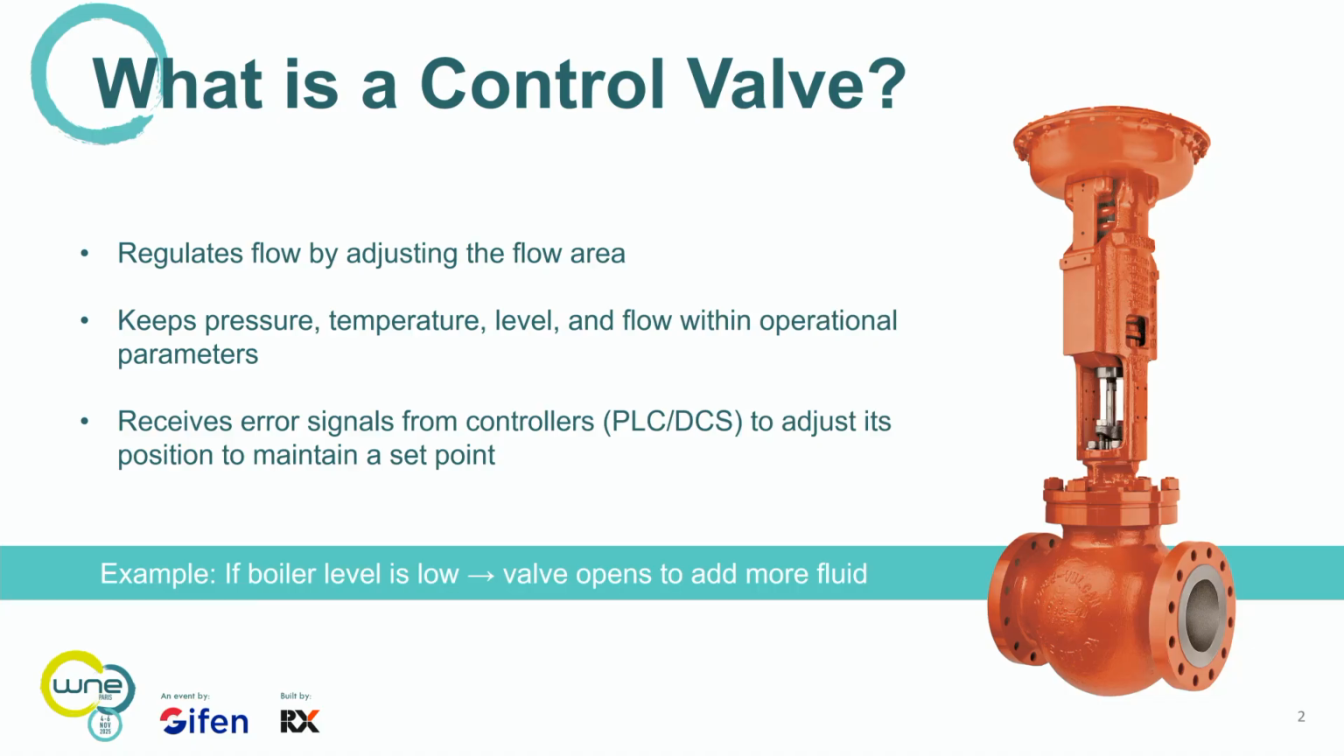It regulates the flow by adjusting the flow area. Basically, you have a mechanism going up and down, which controls how much fluid goes through the valve. It keeps the pressure, the temperature, the level, and the flow within operational parameters. You want to keep it under control at a certain level, and the control valve is going to do that for you. It receives error signals from the PLC or DCS to adjust and maintain the process and set point conditions. You want to make sure that everything happens seamlessly, so you don't want cavitation, noise, or flashing. That's where this type of control valve comes in, and that's what we're going to talk about today.